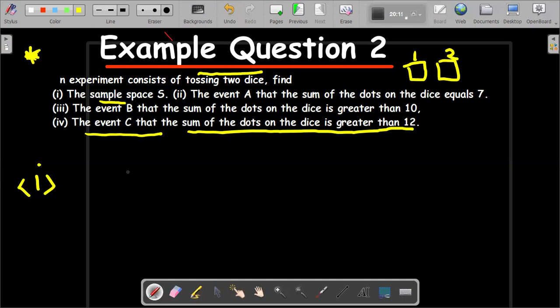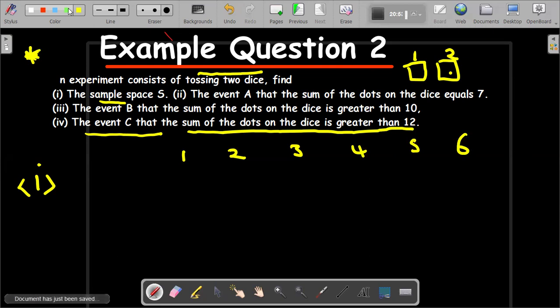We're going to write the sample space of the first die in a row, and then the sample space of the second die in a column. For the first die, we know the sample space can either be 1, 2, 3. Let me reduce this a little bit. It can either be 1, 2, 3, 4, 5, or 6. So this is the sample space of the first die.